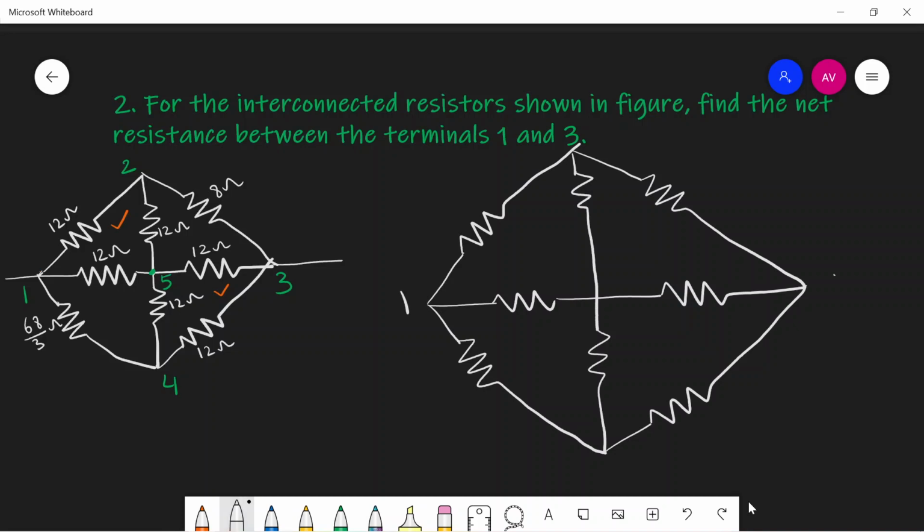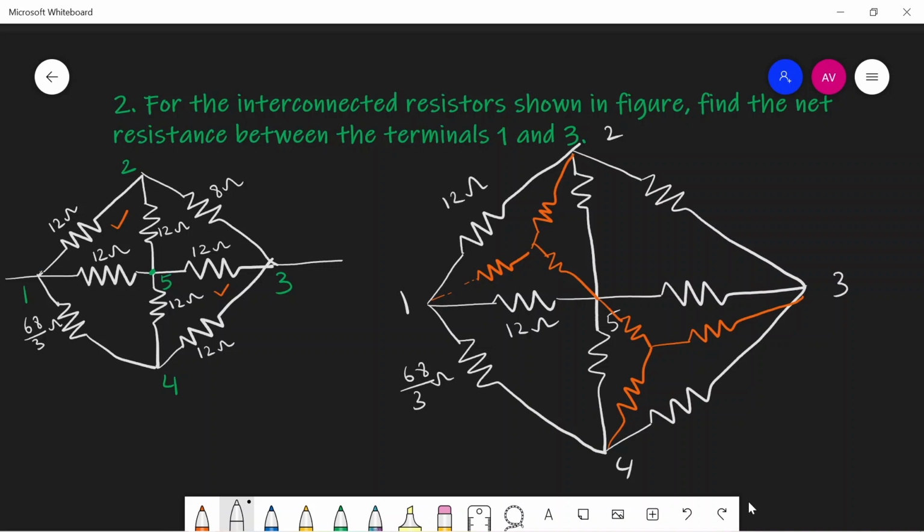So write the terminals 1, 3, 2, and here this is 4 and this is 5. So you should convert this to star. So internally I am writing this, and even here star. Okay, write the resistor values 8 ohm, 12 ohm, 12 ohm, 12 ohm, 8 ohm, 12 ohm, 12 ohm, and this is also 12 ohm.